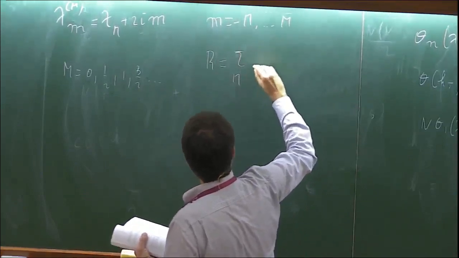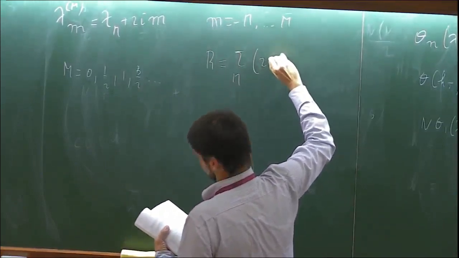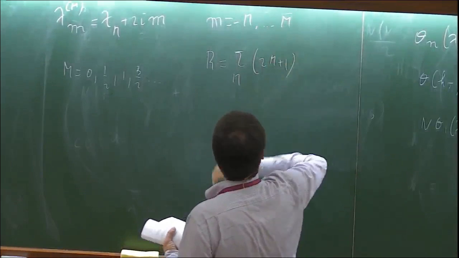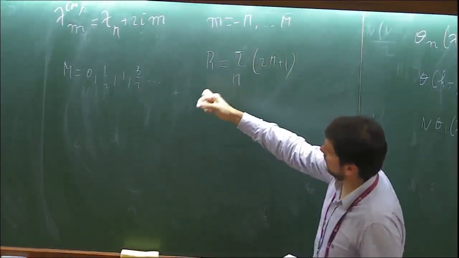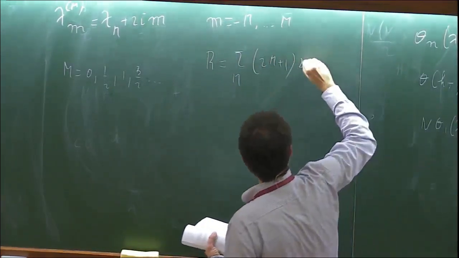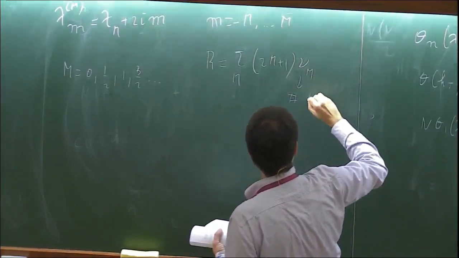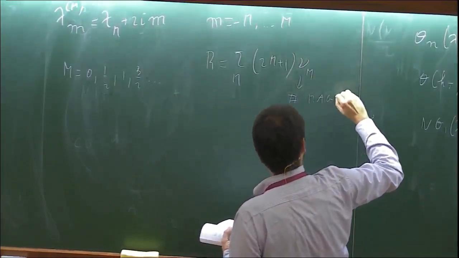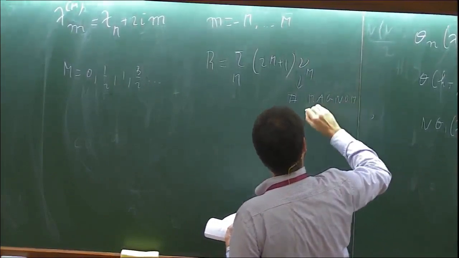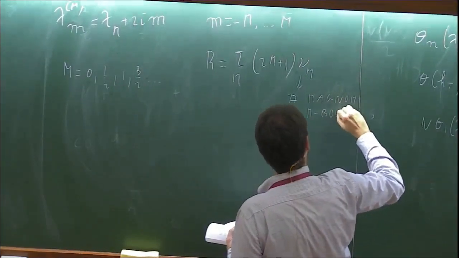I have to remember that the total magnetization, the total number of magnons, has to be conserved. So this is a sum over 2m plus 1, which is the number of magnons in the representation, times the number mu m, which is the number of magnon m bound states.